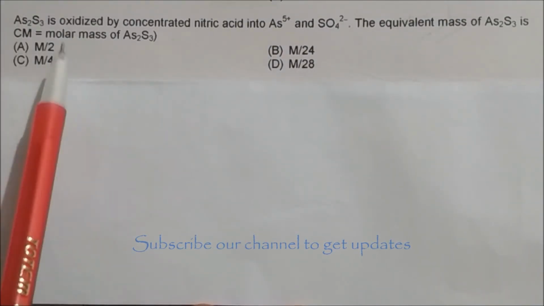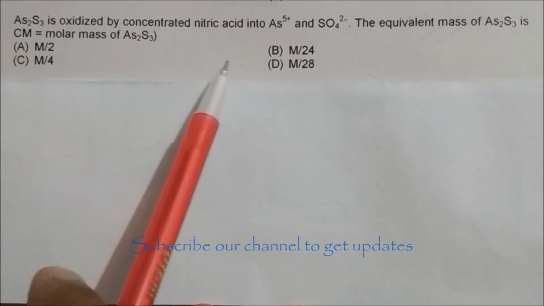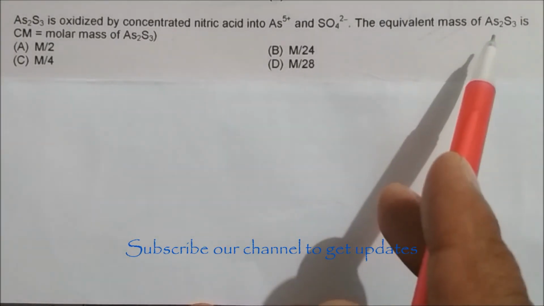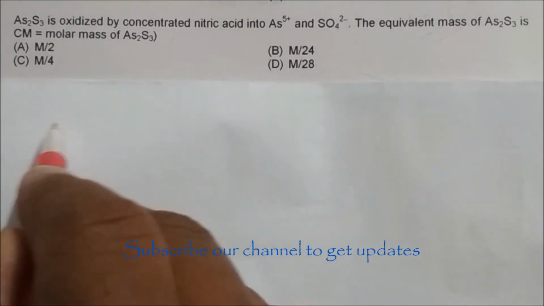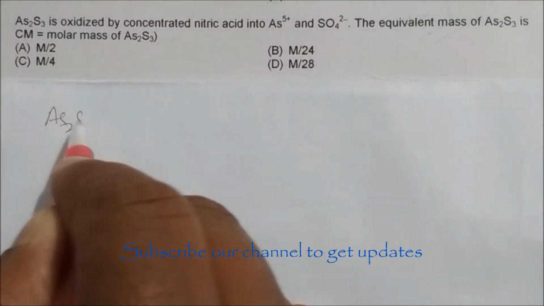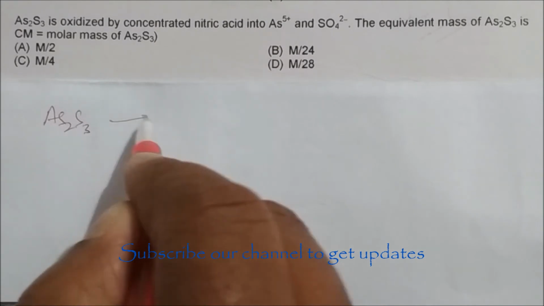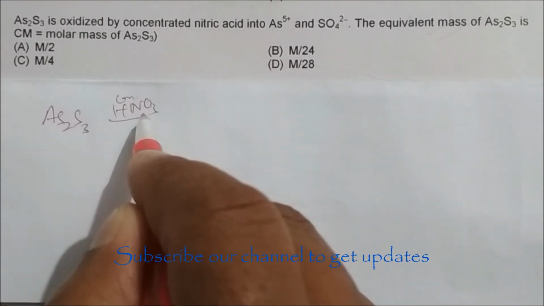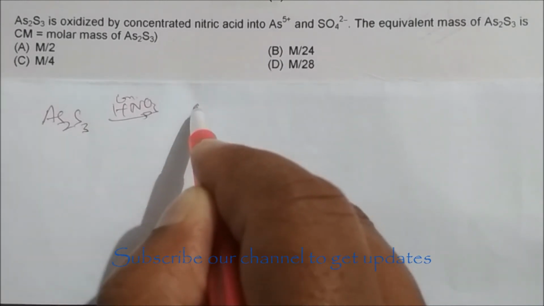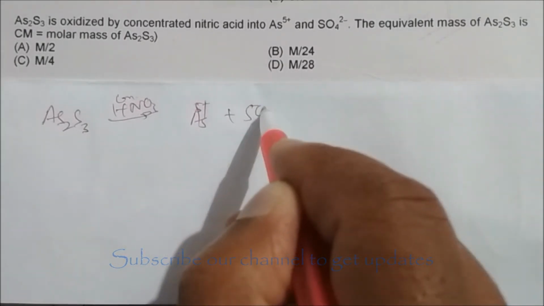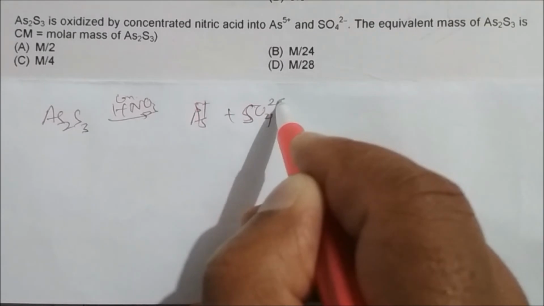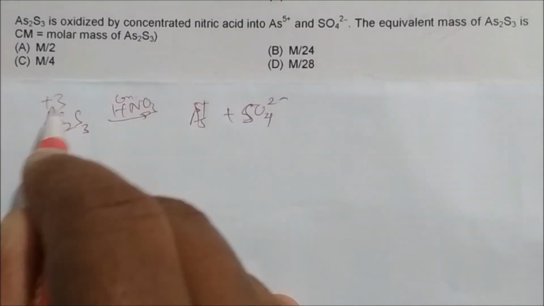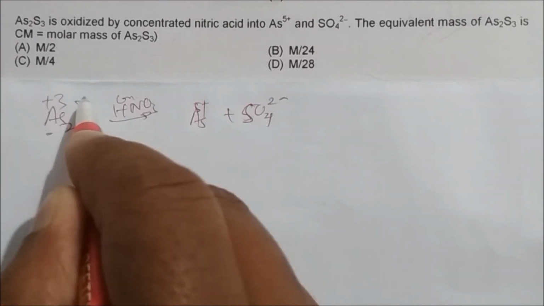Arsenic sulfide is oxidized by concentrated nitric acid into As5+ and SO4. What is the equivalent mass of As2S3? We can solve here. As2S3 in the presence of concentrated nitric acid gives As5+ and sulfate, SO4 2-. If you see the arsenic here, the charge is +3, and for sulfide the charge is -2.